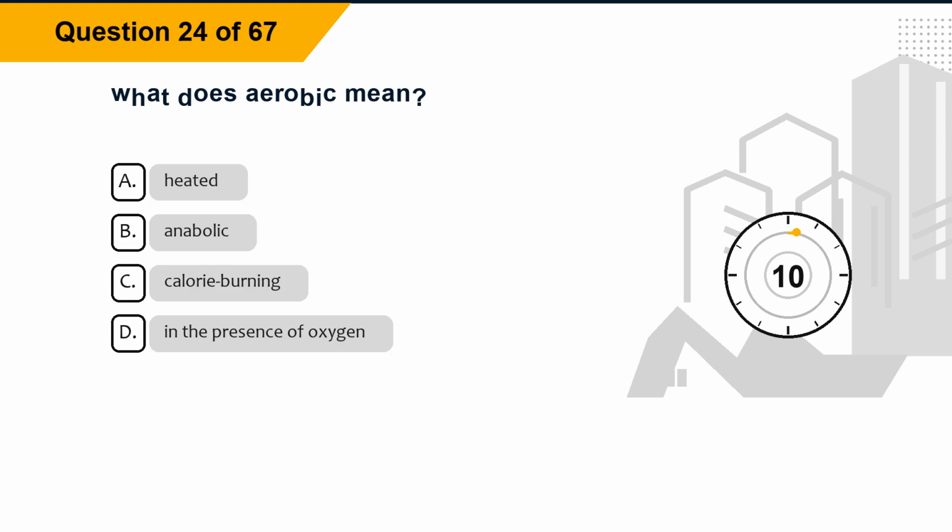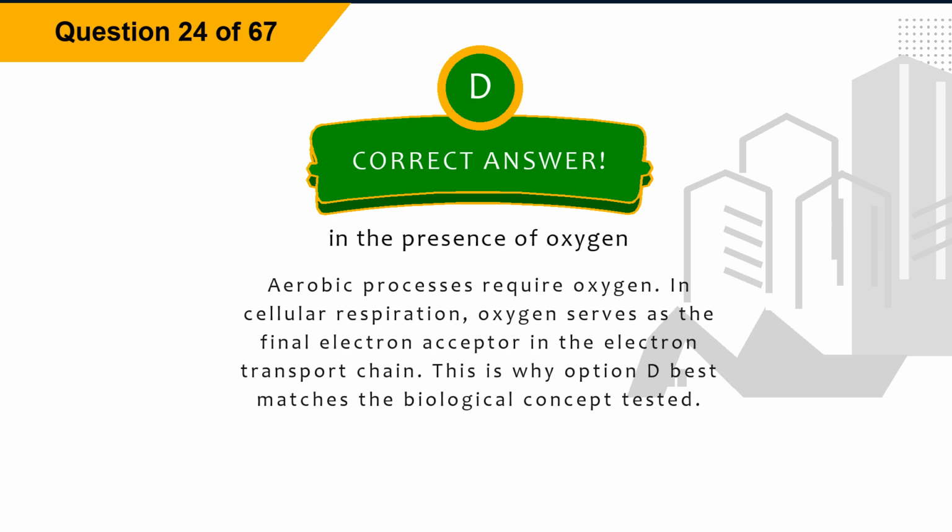Question 24. What does aerobic mean? Option A, heated. Option B, anabolic. Option C, calorie burning. Option D, in the presence of oxygen. The correct answer is option D, in the presence of oxygen. Explanation: aerobic processes require oxygen. In cellular respiration, oxygen serves as the final electron acceptor in the electron transport chain. This is why option D best matches the biological concept tested.